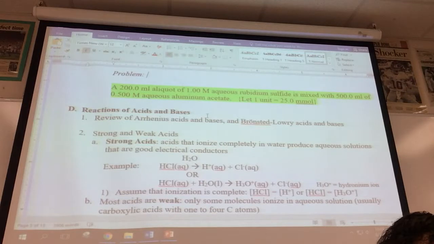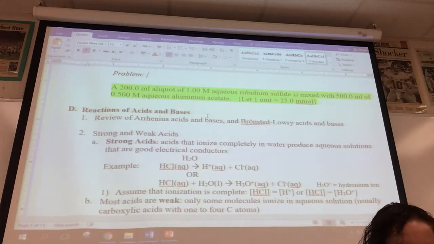Aluminum sulfide? You have to break it down. No, aluminum is 3+. It's too much work to do. What's the millimoles?